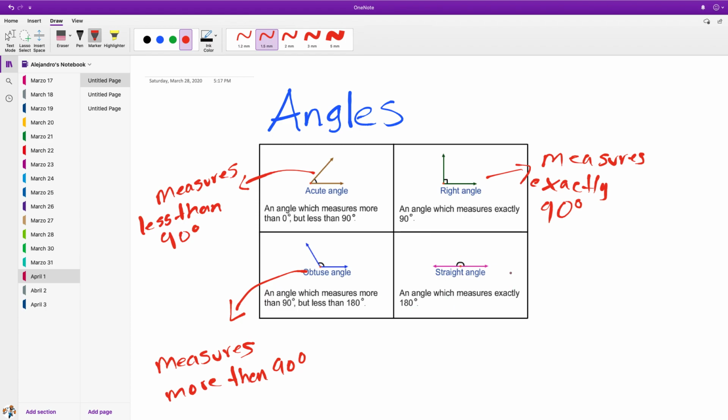So this one looks almost like a line. Actually, it's not a line. What it means is that the rays are all the way open. They still meet at this point. So we call it the straight angle, which measures exactly 180 degrees. Good. So we got that information.